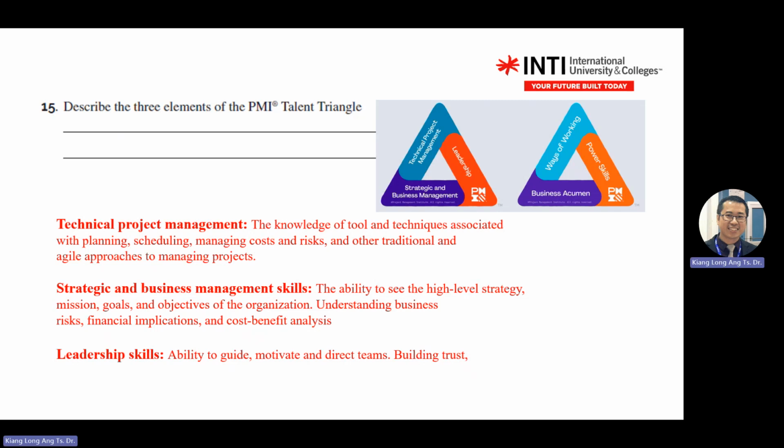You can draw the diagram. Either this one or the right-hand side one. These two are also correct. It's just that the latest one is on the far right corner. This one is I think three years ago or five years ago. Then the latest one is this one. Business management skill becomes business acumen. Technical, project management becomes ways of working. Leadership, they rebranded or renamed it as power skills.